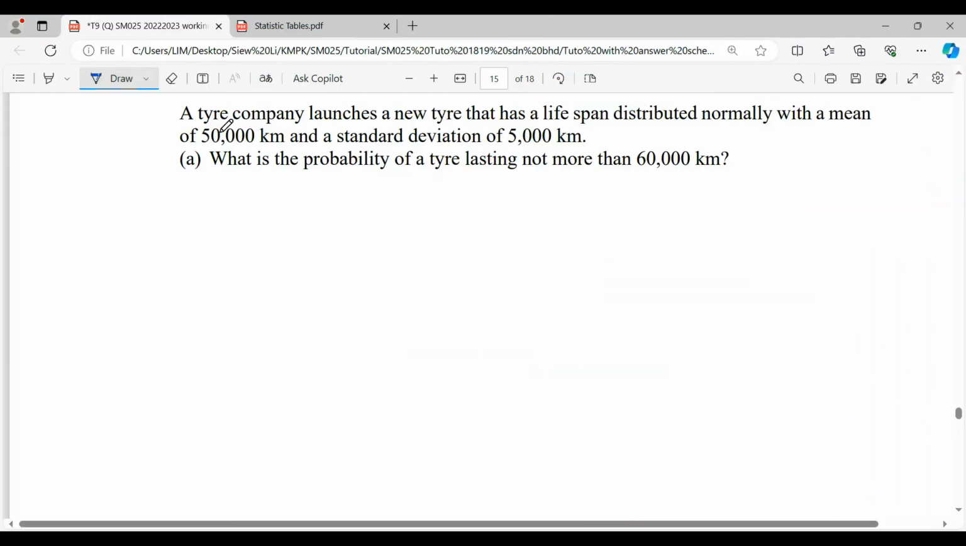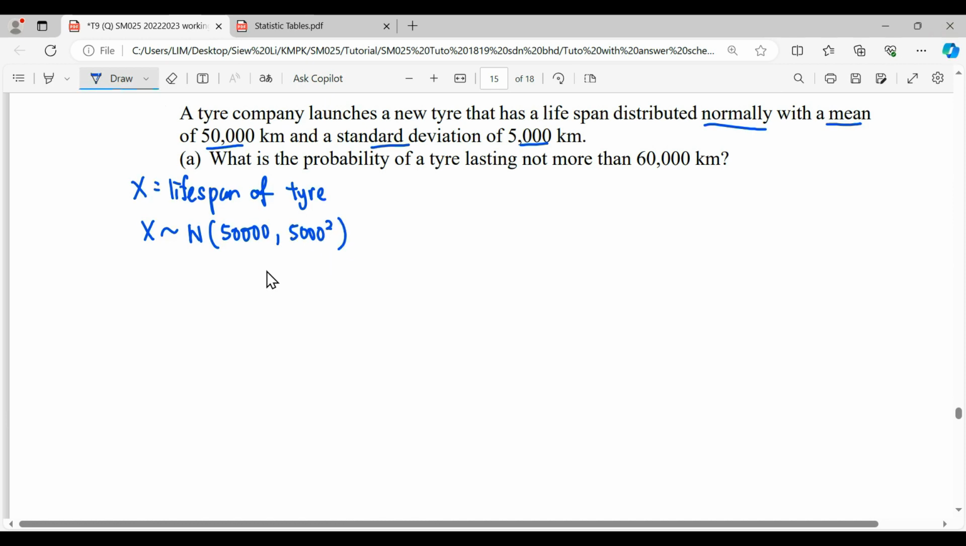Hi everyone. For this question, it said a tire company launched a new tire that has a lifespan distributed normal with mean 50,000 and standard deviation 5,000. So first we write out what is our X. It is the lifespan of the tire. So X is distributed normal with mean 50,000 and variance. Given here standard deviation, variance will be 5,000 squared.